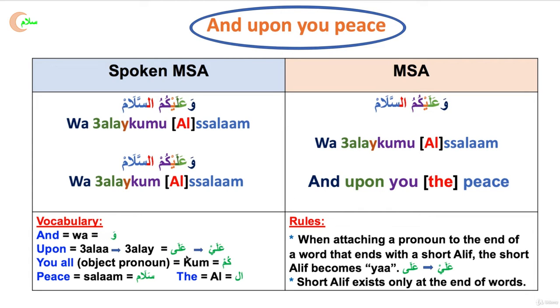And now if we look at the word here, ala, if you look up "upon" in the dictionary, you will find ala. And ala ends with a short alif. Now, short alif exists only at the end of words. If we add kum to ala, then the short alif is no longer at the end, so we cannot do that. So what we do is we change the short alif to a ya, and ala becomes alay. And that's why we have here alaykumu.